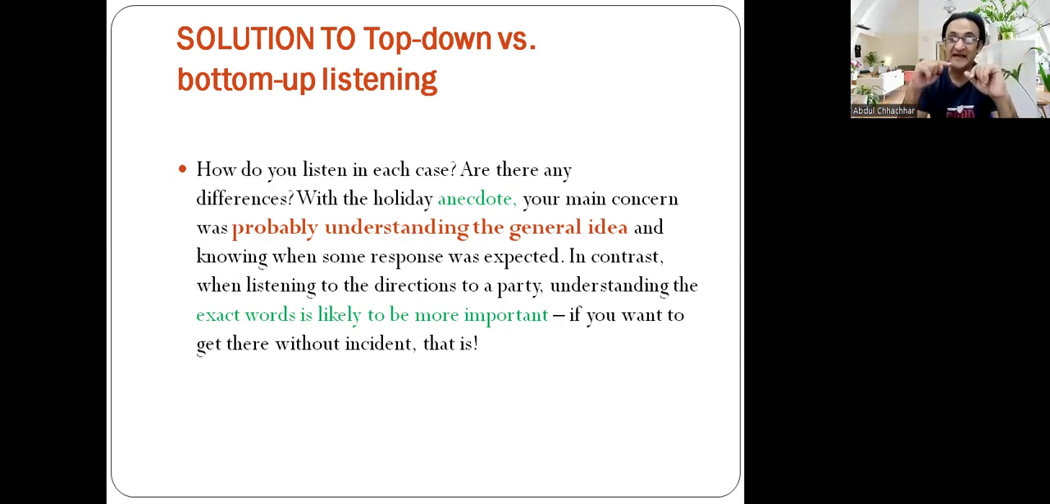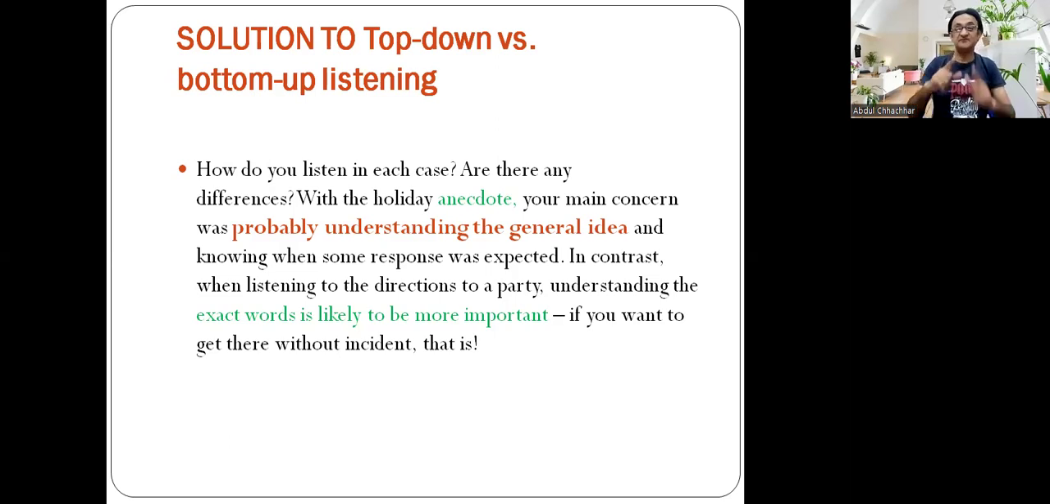Now, second. In contrast, listening to the directions. Direction is specific. Every component of the direction is important. For example, if you forgot the street number, or which route is the easiest and has less traffic, or the house number, or the landmark, any one of the components you forgot, that means you will be unable to reach your destination. So that is from the specific, from bottom to top approach.